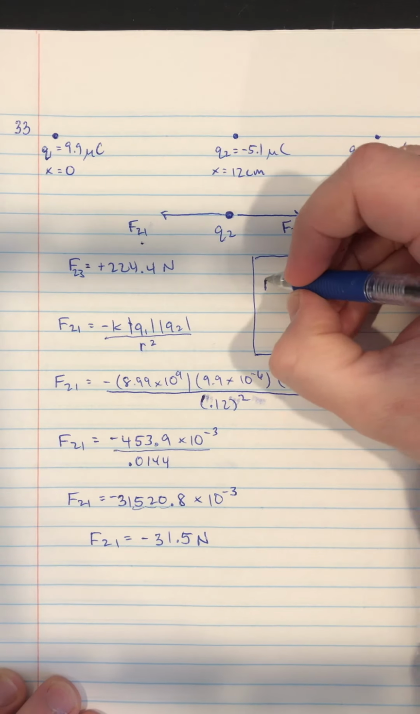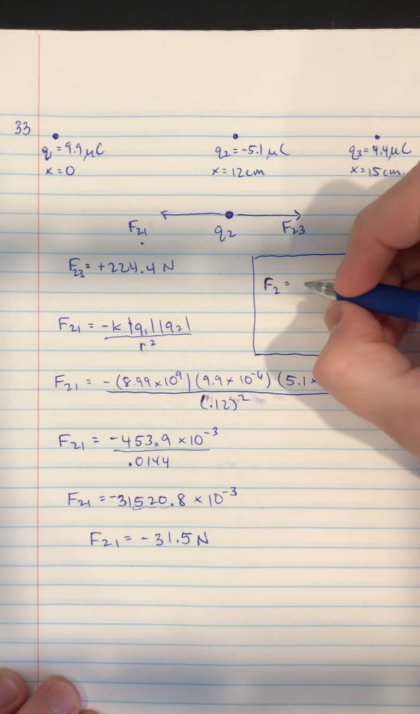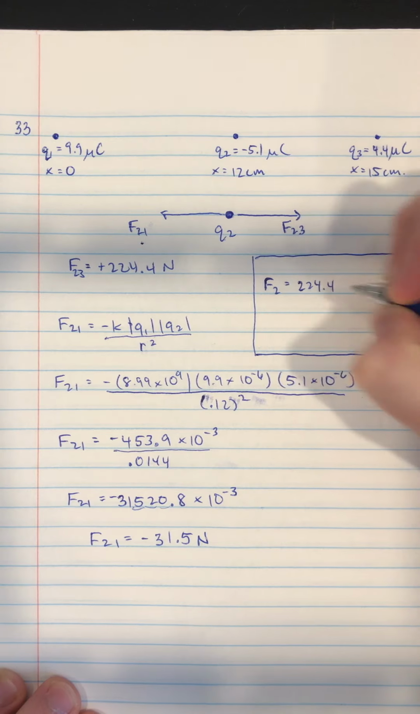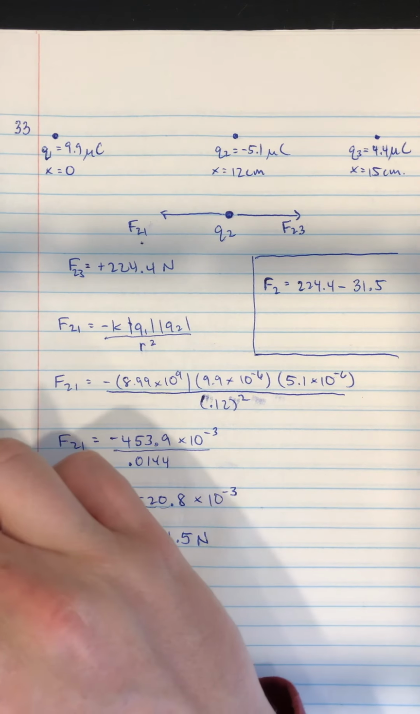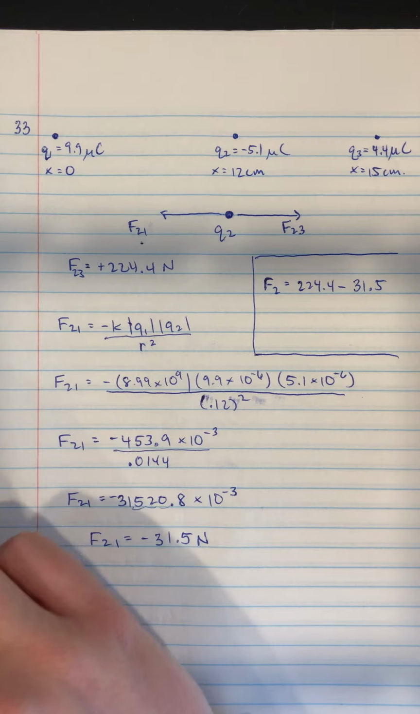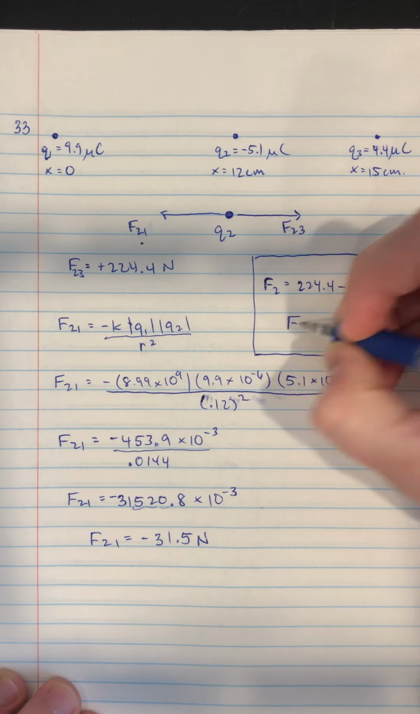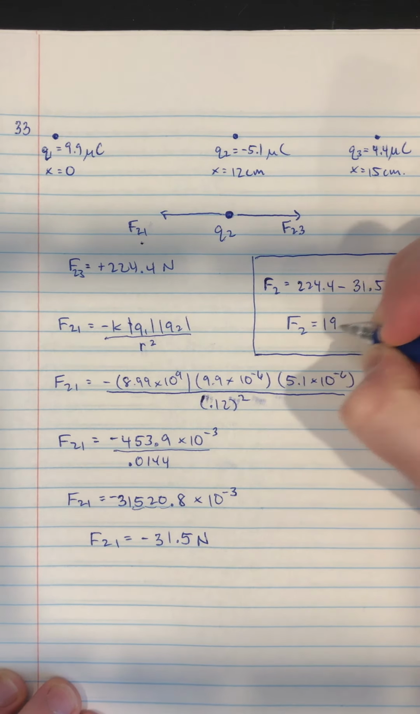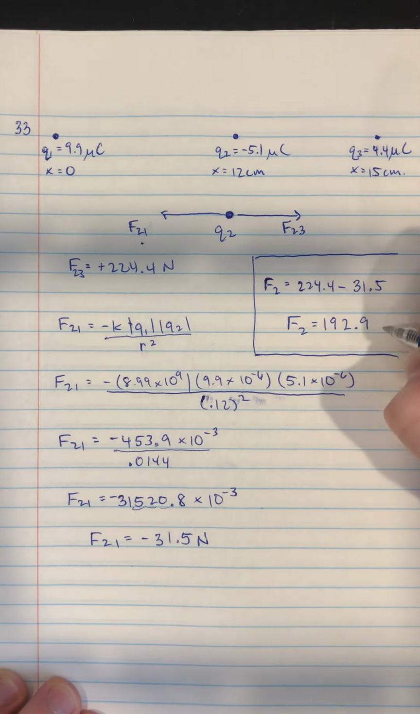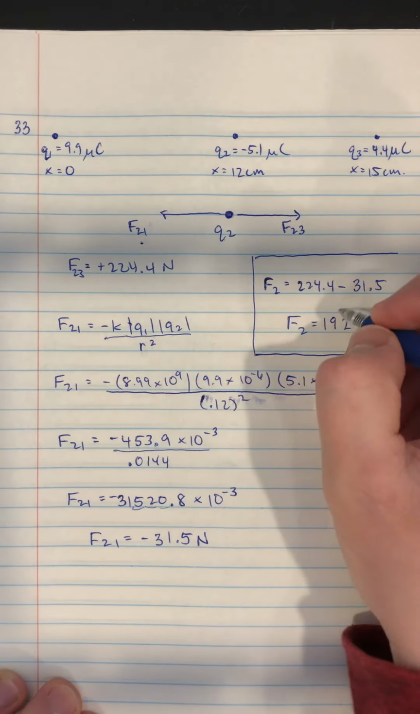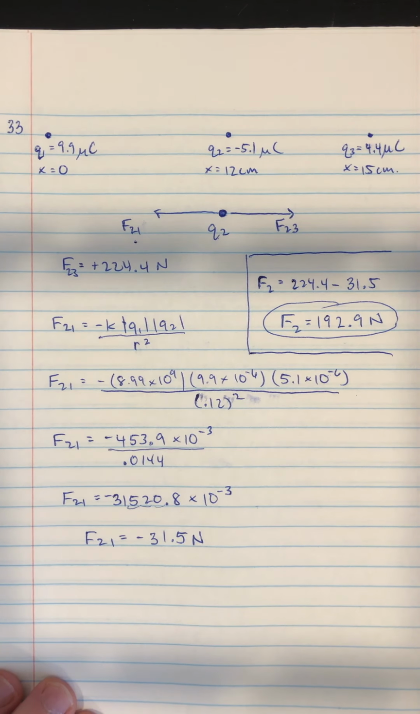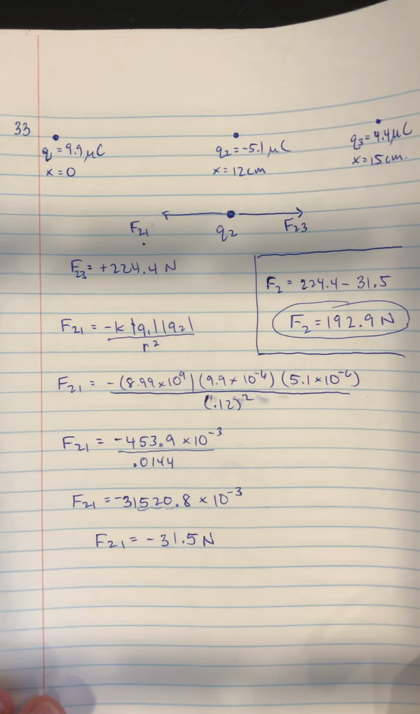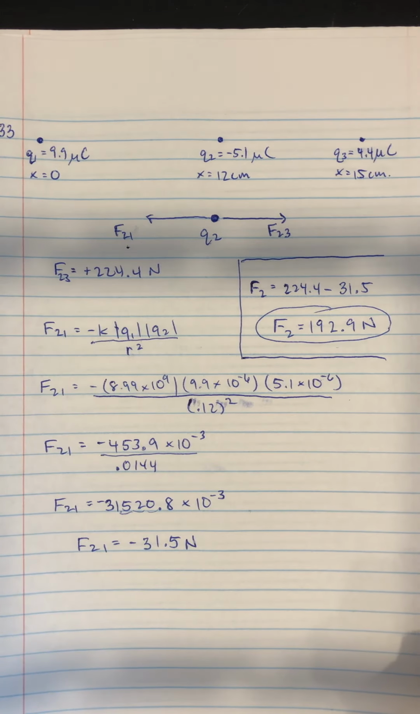So the force on 2 will be 224.4 minus 31.5. So 224.4 minus 31.5 gives us a force of 192.9 newtons. There is the force on charge 2. Nice and easy that we already had that one to use.